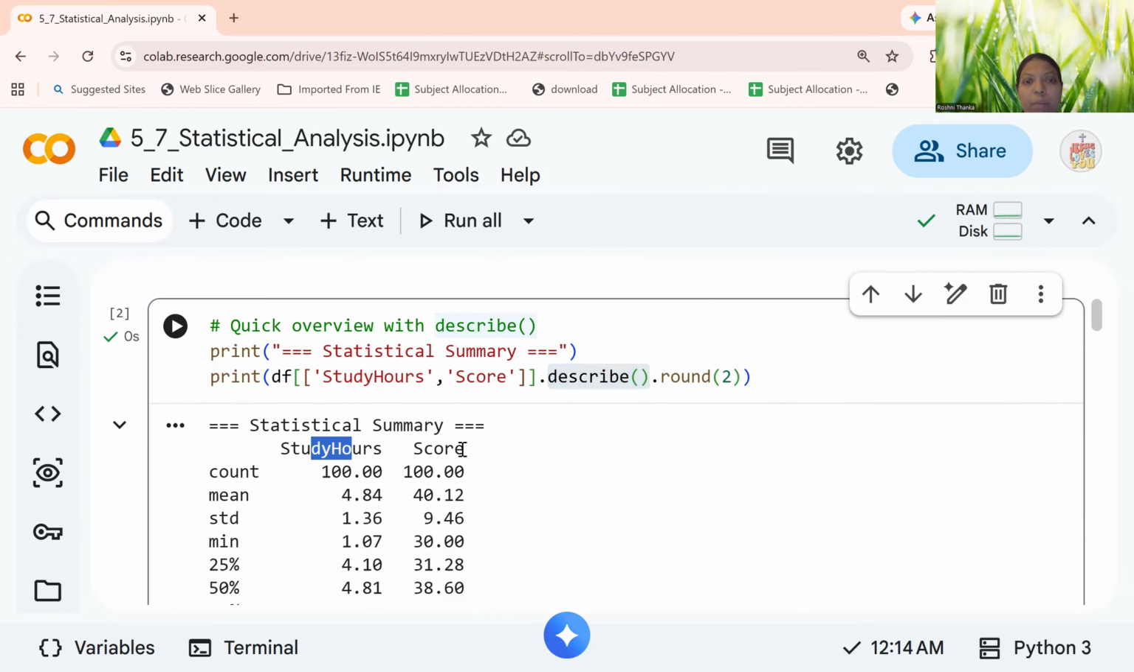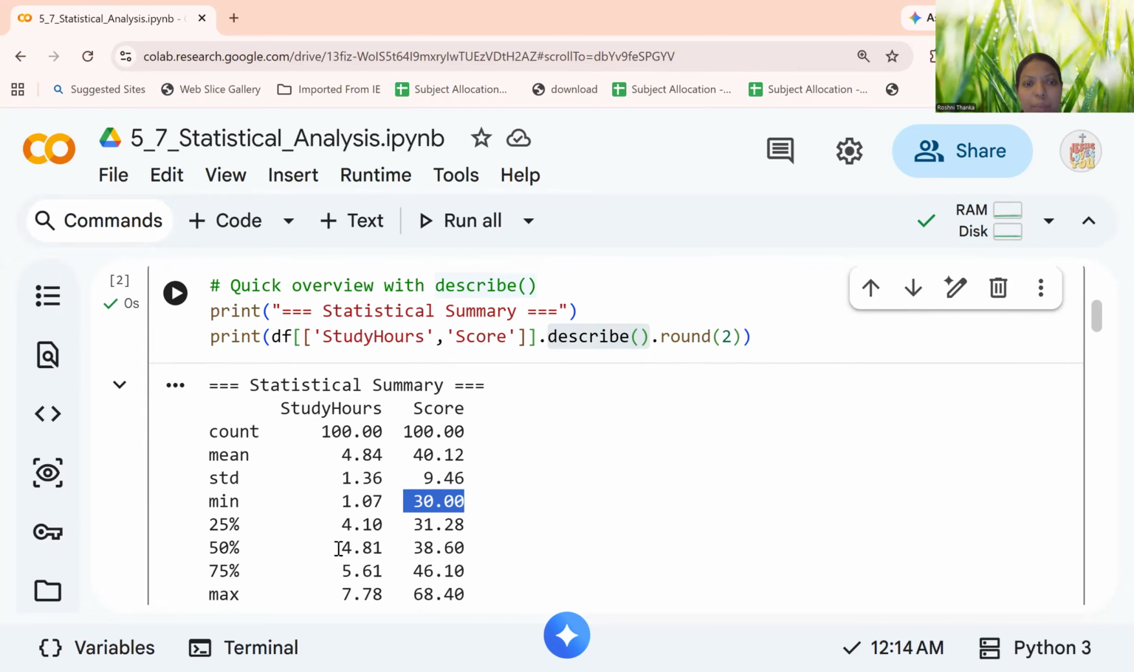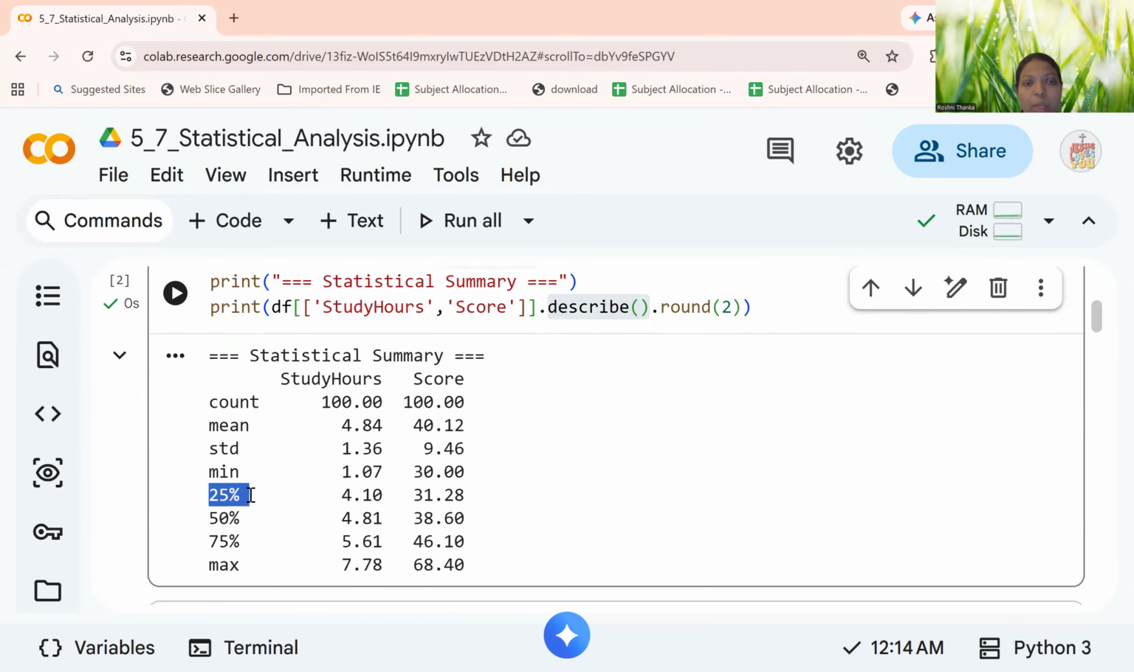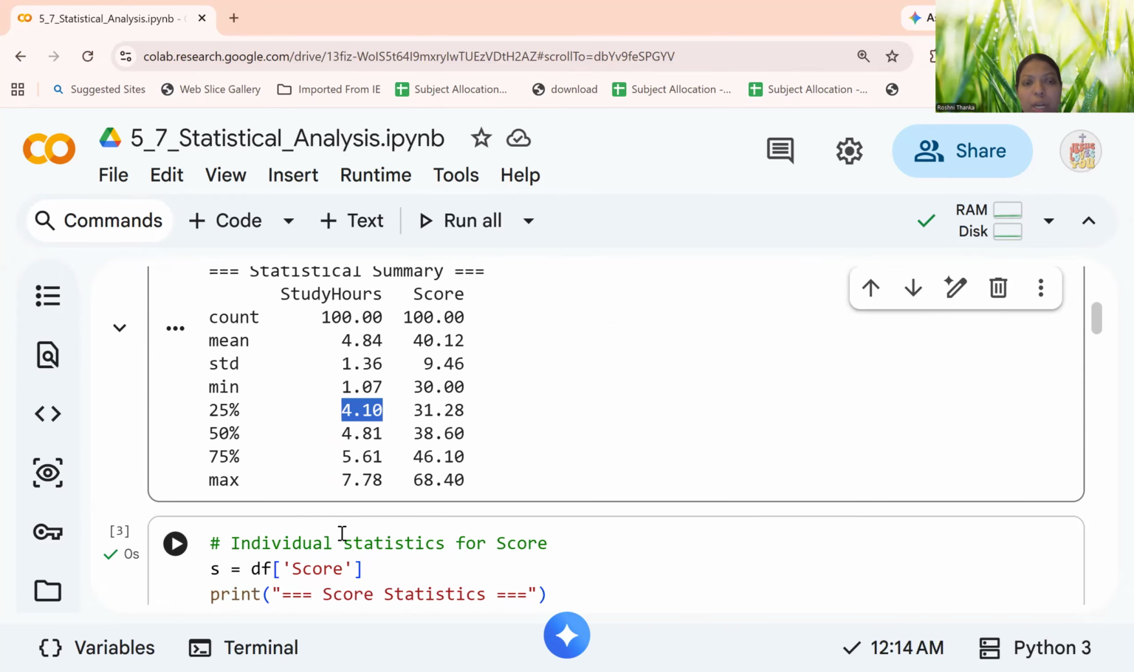So for study hour and for the score, the count is 100. Mean value for study hour is 4.84 and the score is 40. Standard deviation, the amount of spread from the mean, is 1.36 for study hour and 9.46 for the score. Minimum value for score is 30, and the quartile values, first 25% quartile for study hour, are here. So this is how you can understand these small descriptions.